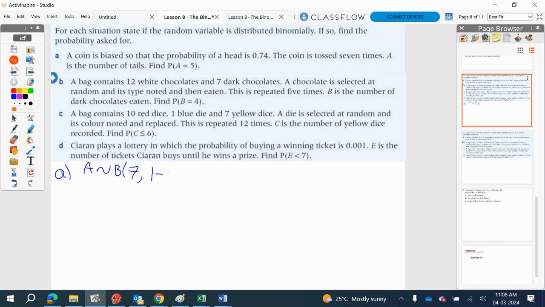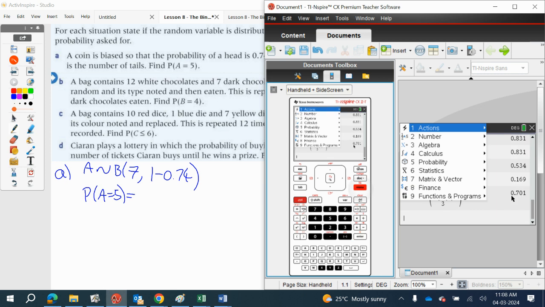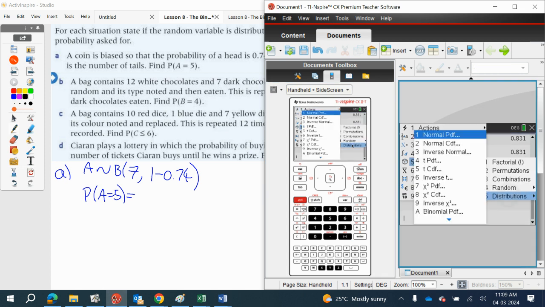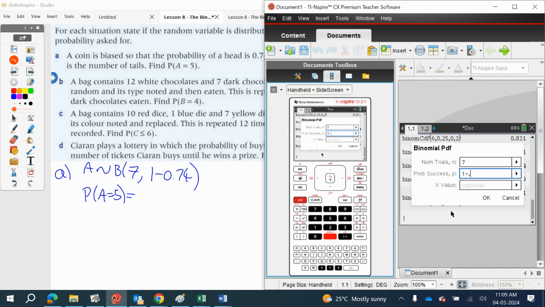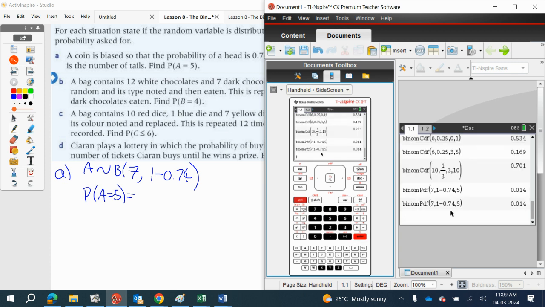You can type it in like this on your calculator, and it'll do the calculation. And then we want the probability that A is equal to 5. So this should give us menu, probability distributions. We want a particular value this time. 7 trials, 1 minus 0.74, and we want it to be 5. 0.014.